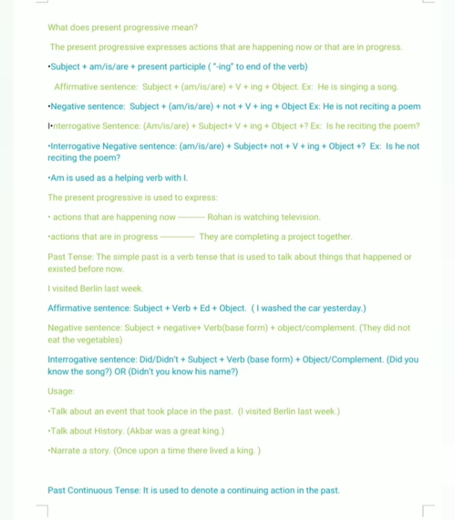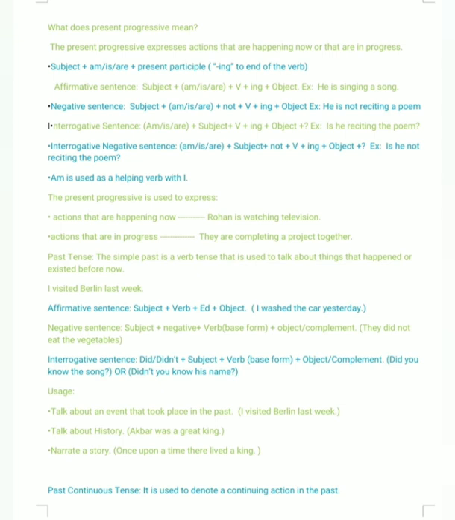Now the past continuous tense. It is used to denote a continuing action in the past, like they were waiting for the bus when the accident happened. Now how to form an affirmative sentence? An affirmative sentence means a positive sentence.